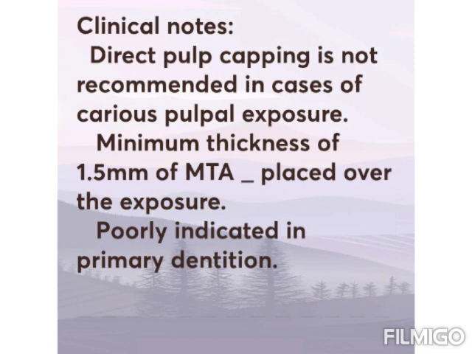Next, what are the agents we use? Mainly calcium hydroxide and MTA. Technique: for caries removal, we use a number 2 size carbide bur and spoon excavators. So, these are the important points we have to remember in direct pulp capping. For small exposure and accidental exposure, we use this method.